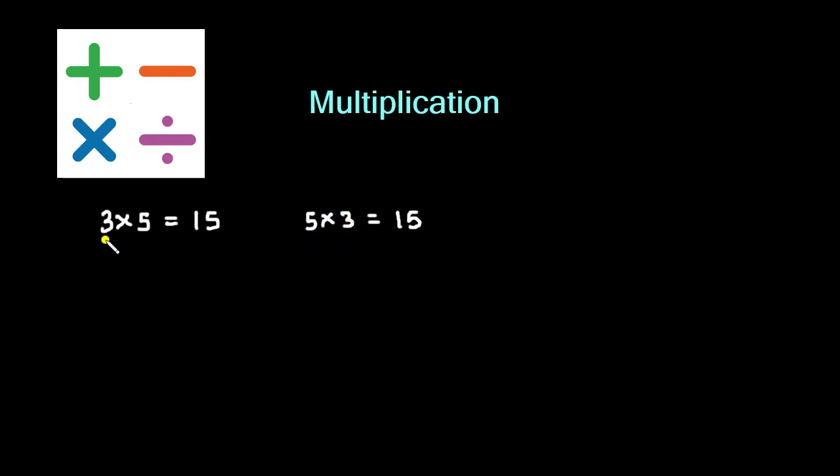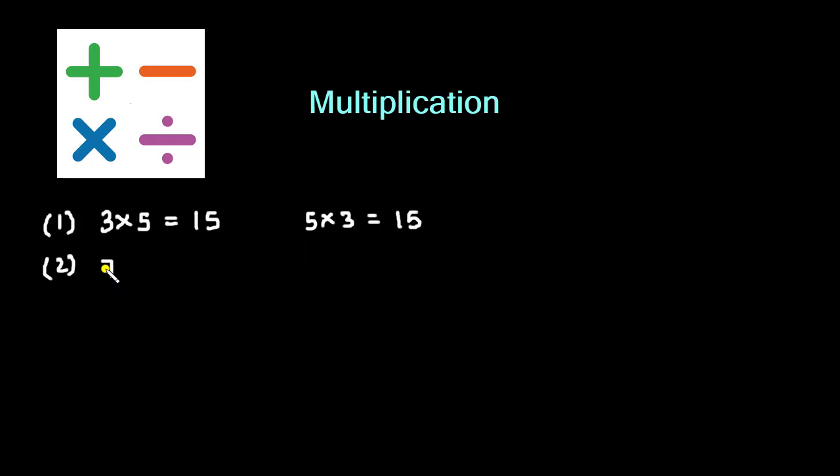See, here we have multiplicand 3 and multiplier 5, and here we have exchanged their places. Here we have multiplicand 5 and multiplier 3, but the result is the same. 3 5s are 15, 5 3s are 15. So this is the first result. Now let's talk about the second.